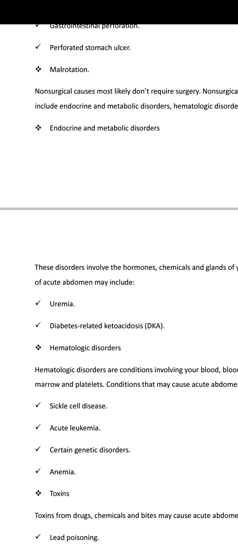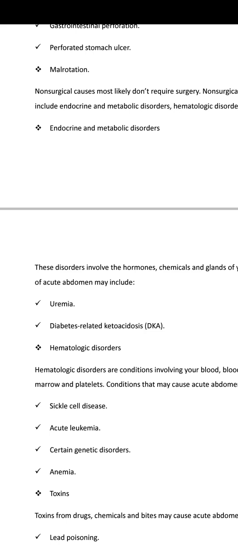These are your differentials. There is also uremia. When a patient has got uremia, which is urea in blood, they can also experience what? Acute abdomen. Then we have got also diabetic ketoacidosis as a cause of what? Acute abdomen under endocrine and metabolic disorder.